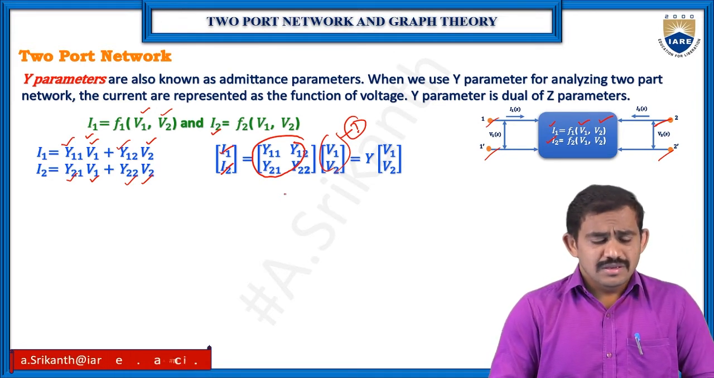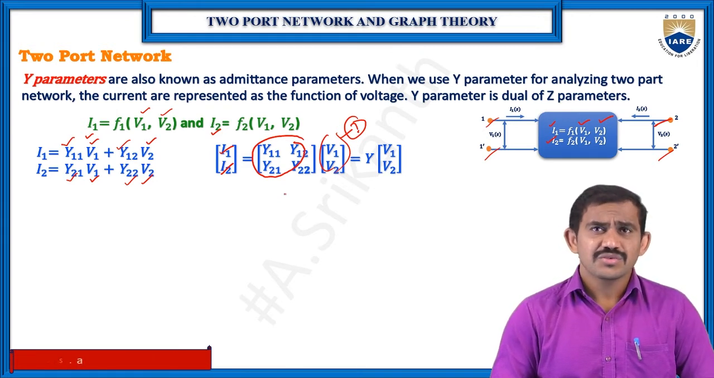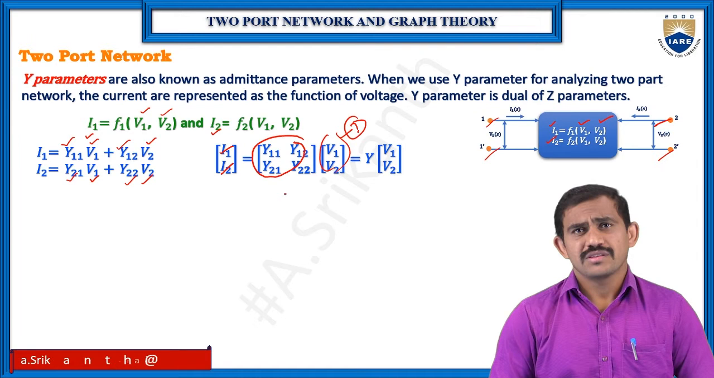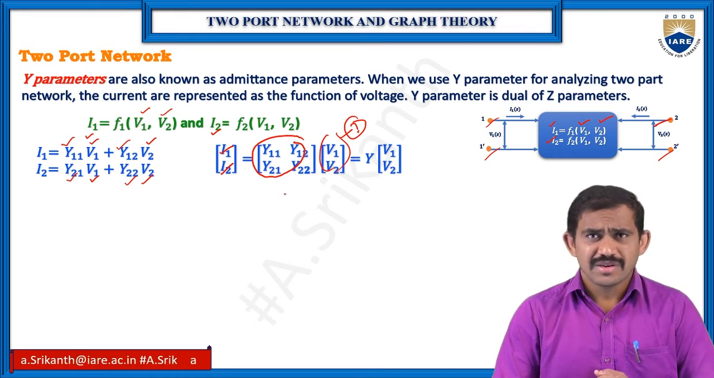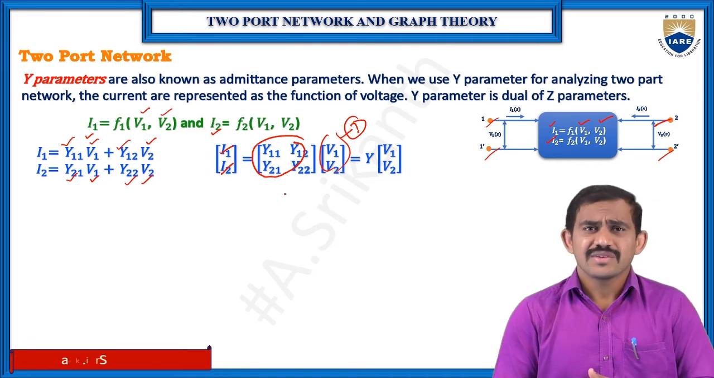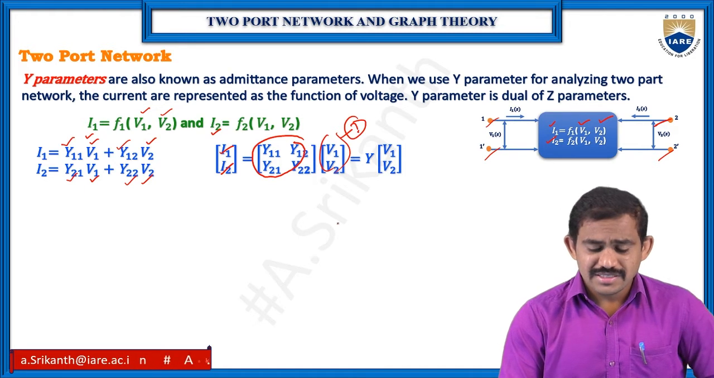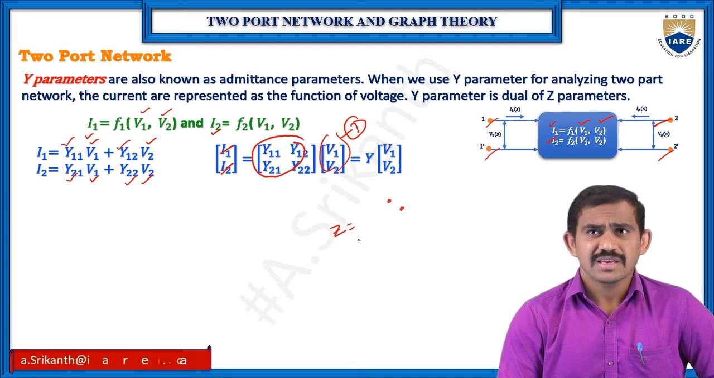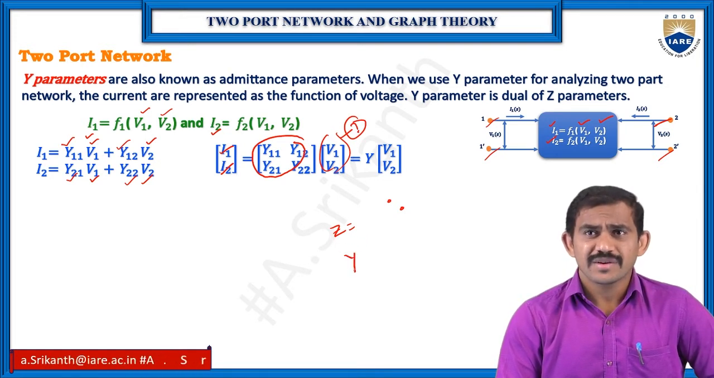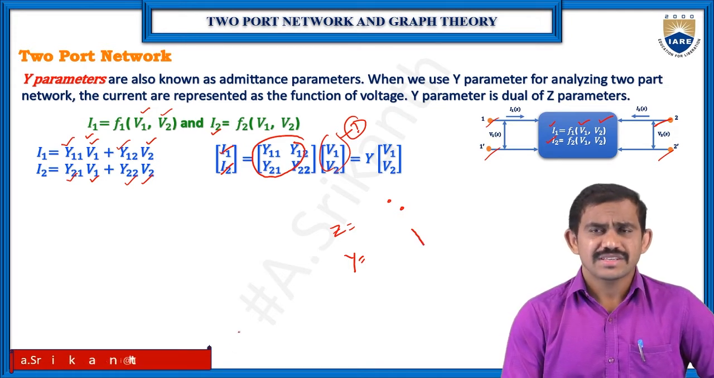Now for admittance parameters, I want the Y11 value, Y12 value, Y21 value, Y22 value. For that, same as your Z parameters, any one terminal needs to be short circuited. For Z parameters, when we have any one terminal, it's open circuit. But for Y parameters, any one terminal is short circuit. We'll check it now.